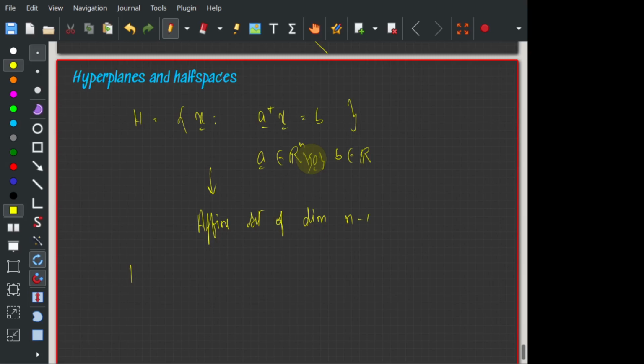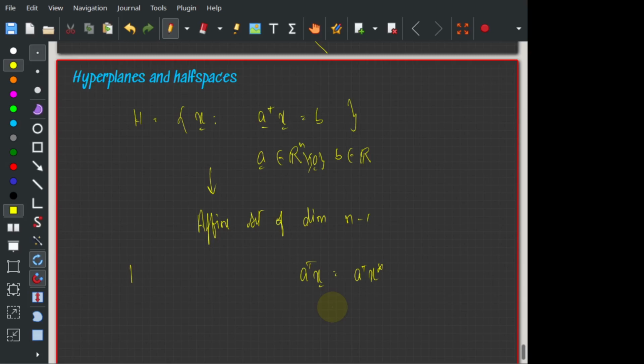So what would be the solution space? What would be the dimension of the solution space? It should be one dimension. Why? Firstly, let's look at A transpose X equal to B. There is at least one solution. You agree? Let's call that X star. So B is equal to A transpose X star.